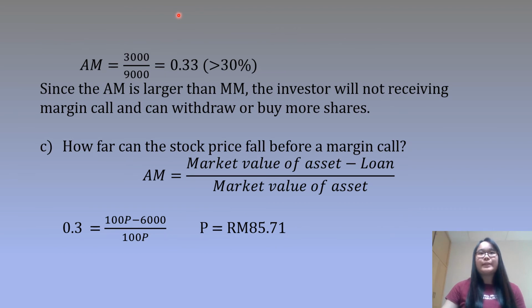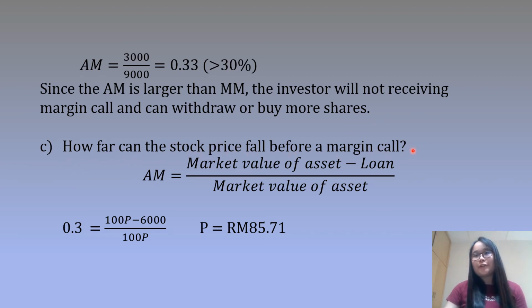So continuing from the last slide, AM equals 3,000 divided by 9,000, which is 0.33, which is larger than 30%. Since AM is larger than MM, the investor will not receive any margin call and can withdraw or buy more shares. So question C: how far can the stock price fall before a margin call?